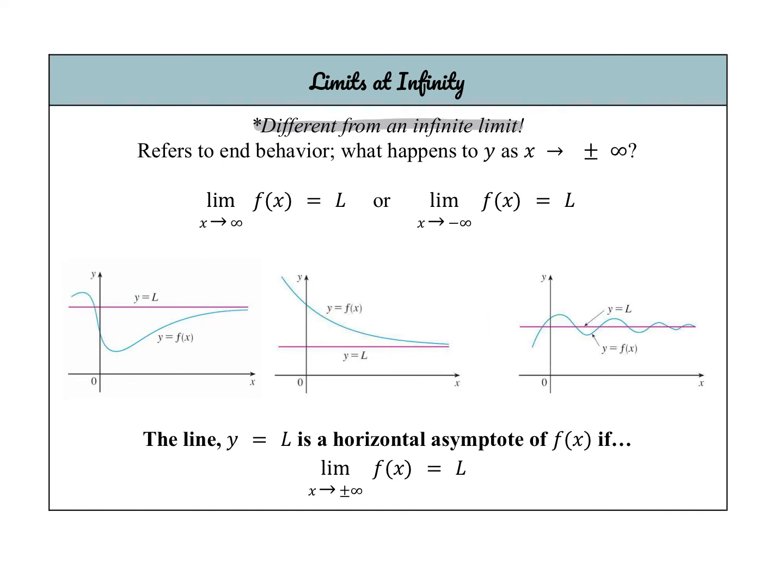But you'll see as x approaches positive infinity, in all of these cases, our graph starts approaching that horizontal asymptote, which we can actually describe as a limit. So we say the line y equals L is a horizontal asymptote of f of x if the limit as x approaches positive or negative infinity of f of x equals L. So again, horizontal asymptotes are really just limits at infinity of our graph.